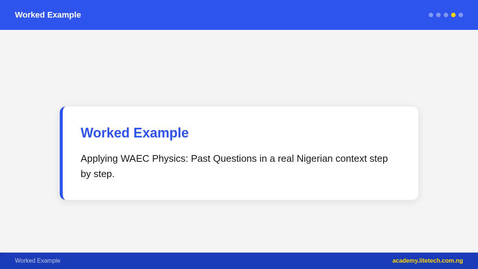Common errors in WAEC physics and how to avoid them. Error 1. Wrong substitution of units. Always check that your units are consistent before calculating. If mass is in grams, convert to kg, divide by 1000, before using it in F equals ma. If time is in minutes, convert to seconds, multiply by 60.